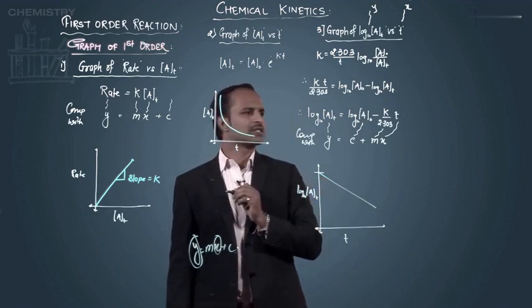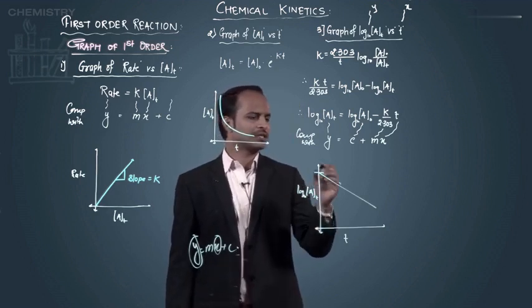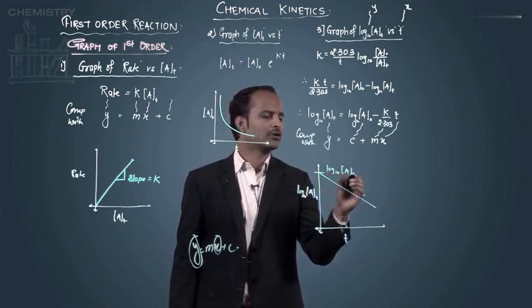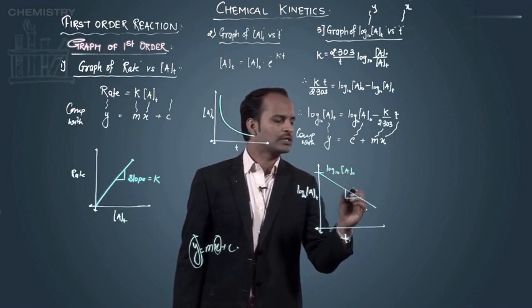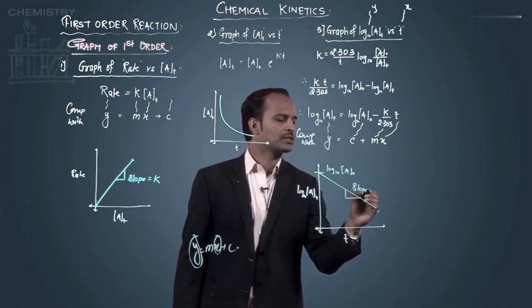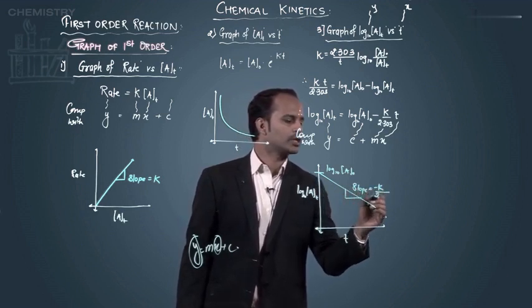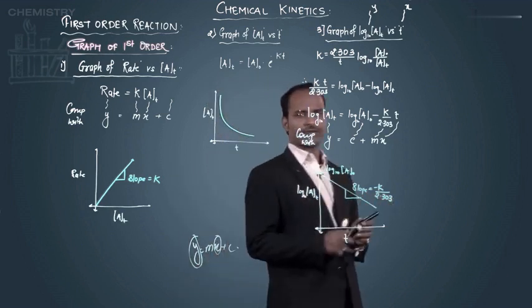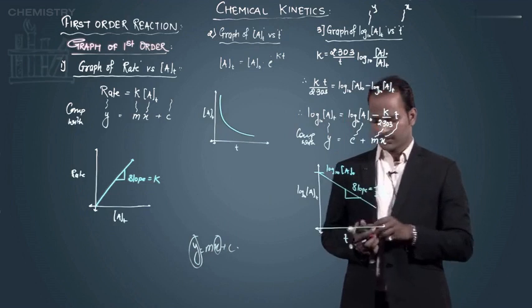The point where the graph is intersecting the y-axis will give you the value of log to the base 10 a naught. If I'm calculating its slope, the slope is going to be minus k upon 2.303. That is, the slope is negative. So we have this third graph for the first order.